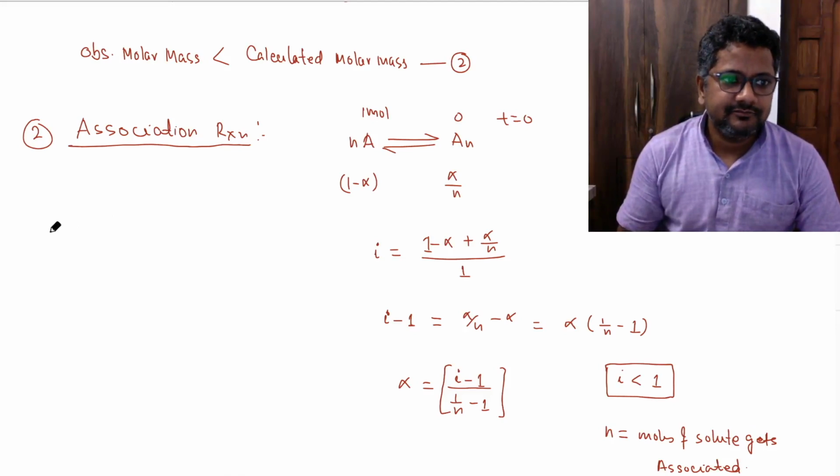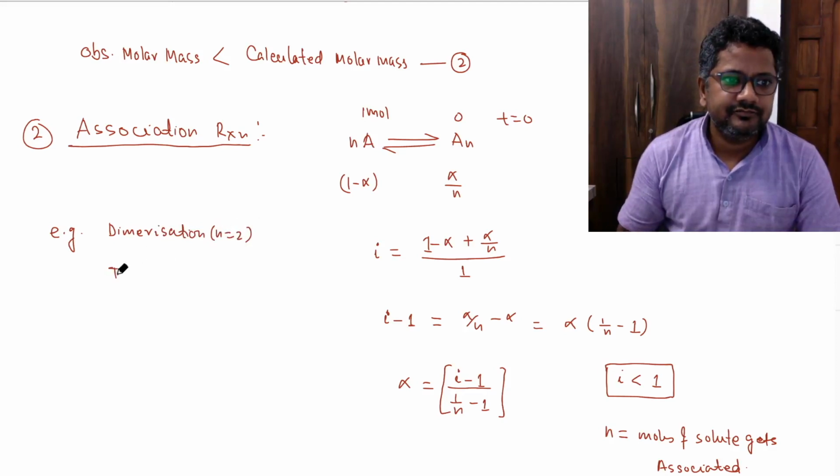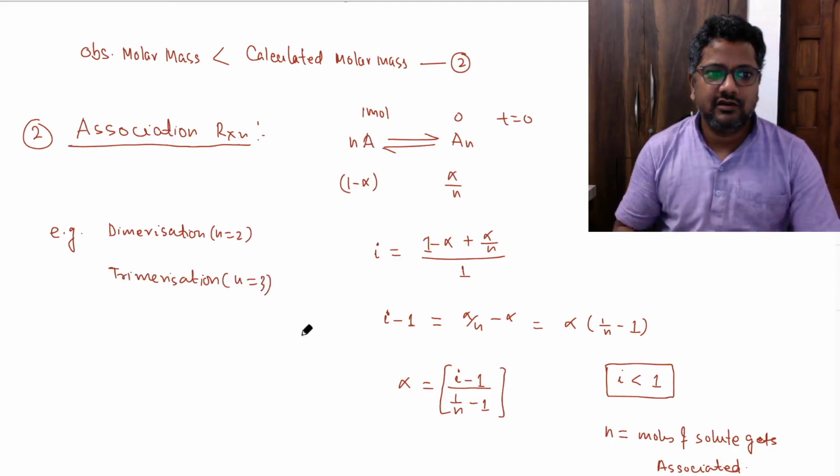For example, for dimerization, di means 2, mer means association. So 2 units are associated. Dimerization, N is equal to 2. For trimerization, N is equal to 3, and so on.